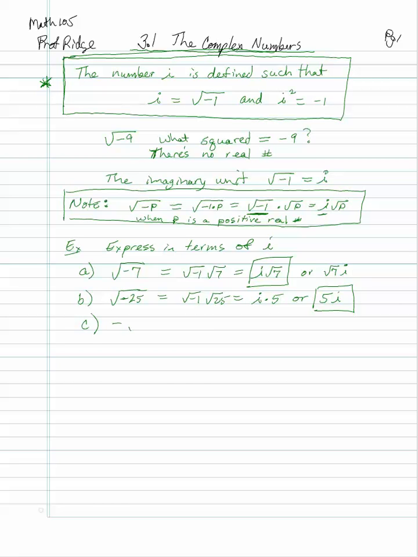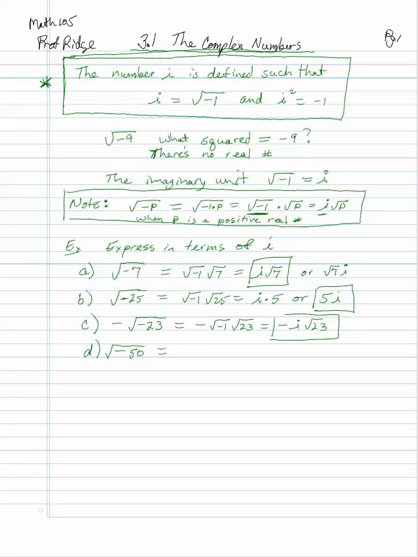If I do the opposite of the square root of negative 23, we factor out the negative 1 under the square root, and that's i square root of 23. So it's negative i square root of 23. And then let's try negative, say, 50.